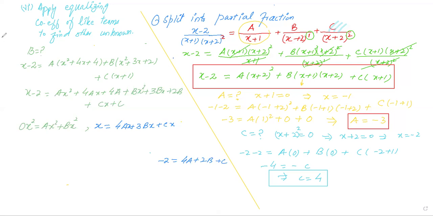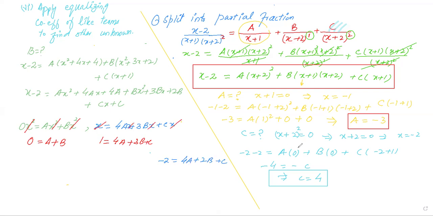The terms of x square, the terms of x and the terms of the constant we have to equalize. Now I will cancel the terms. X square by taking common will cancel out. I will get 0 is equal to a plus b. X is cancelled, that is equal to 4a plus 3b plus c. Constant terms are over here as it is.